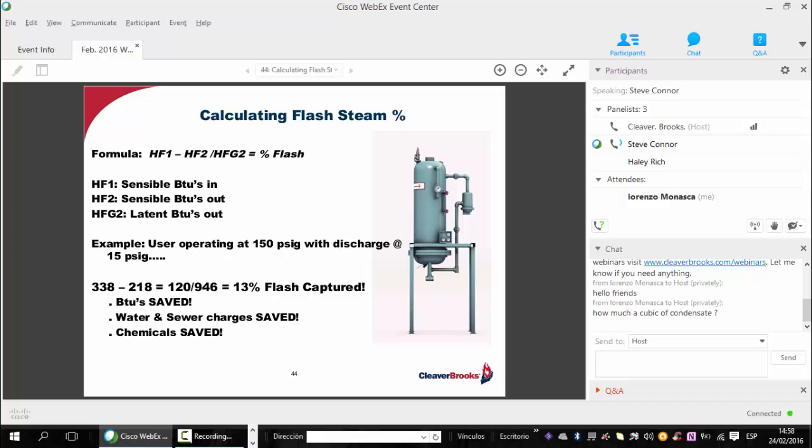Now, one thing I wanted to add here is that the lower the discharge pressure, the greater the amount of flash. For instance, if I went from 150 pounds to that zero gauge pressure into a zero pressure condensate return line, if I went through the same methodology, I would come up with 16% flash steam. Okay, so the lower the pressure that you're discharging into, the greater the percentage of flash steam saved.